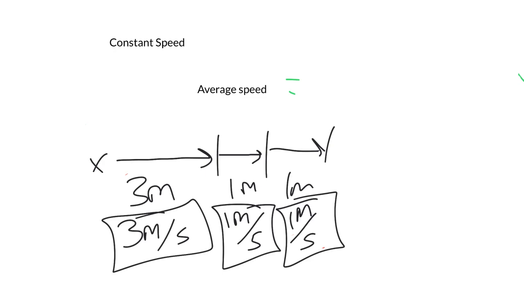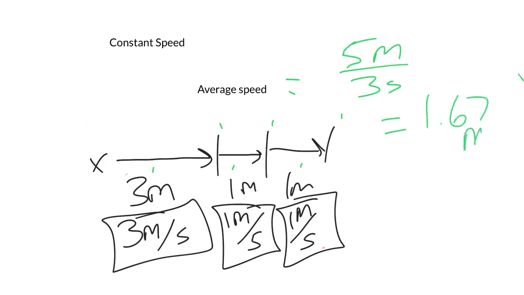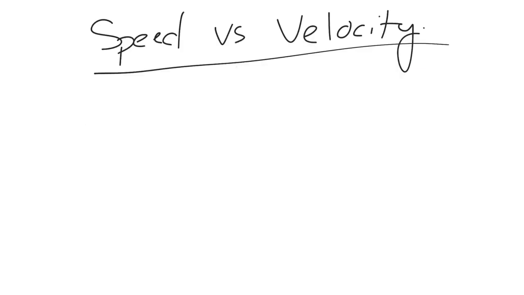But if we took his average speed, he travels 3, 4, 5 meters in 1, 2, 3 seconds. And so his speed would be 5 divided by 3, which is 1.67 meters per second, roughly. And that'd be his average speed. So average is the total distance divided by the total time, and that gives us his average speed.